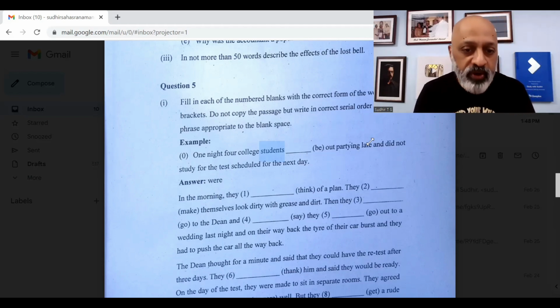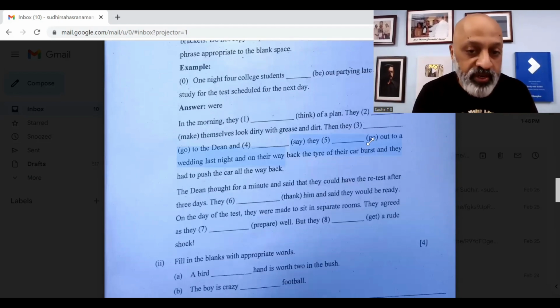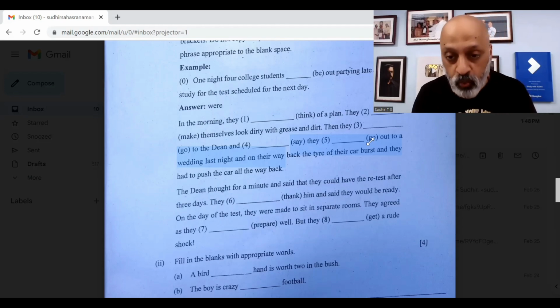They had gone out to a wedding last night, and on their way back, the tire of their car burst, and they had to push the car all the way back. The dean thought for a minute and said that they could have the retest after 3 days. They thanked him. They agreed as they had prepared well, but they got a rude shock.